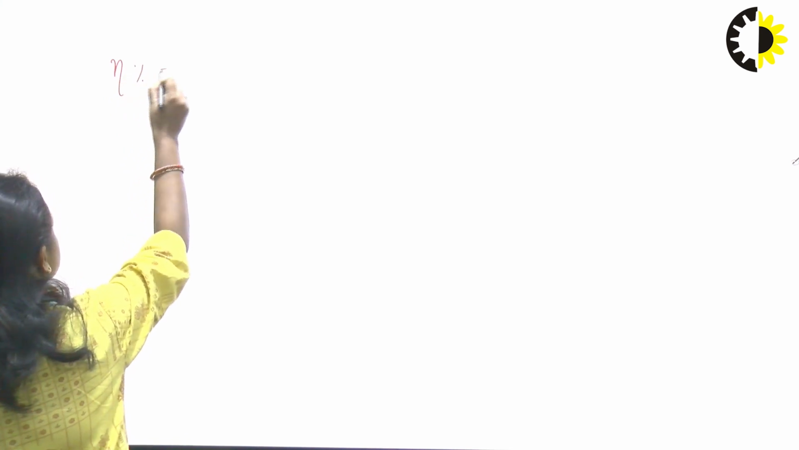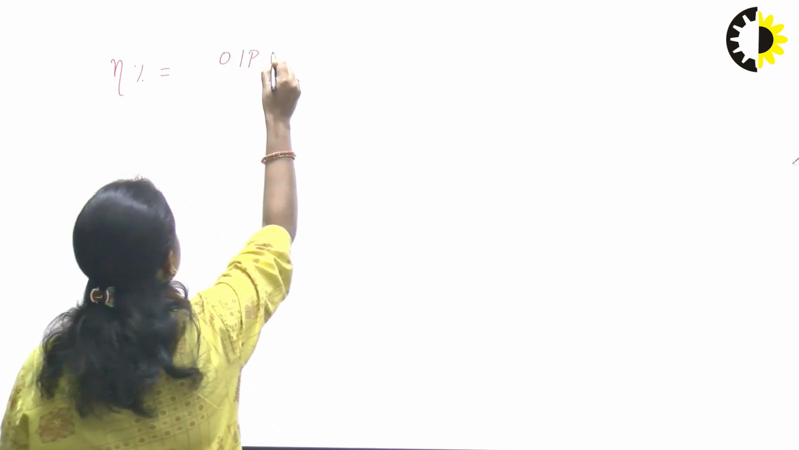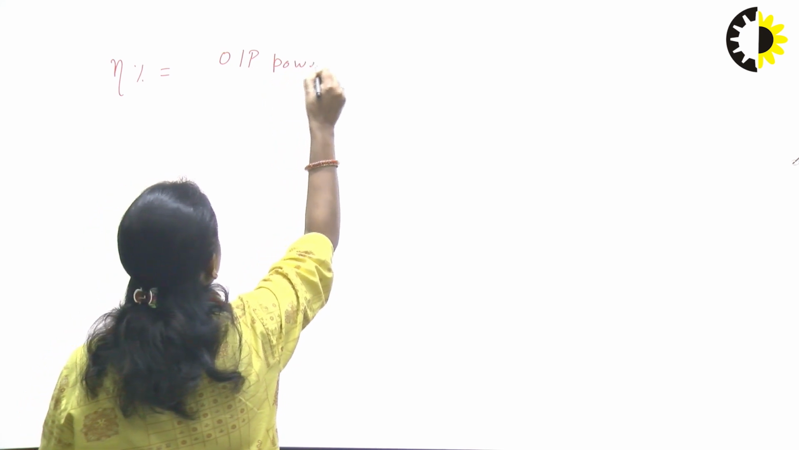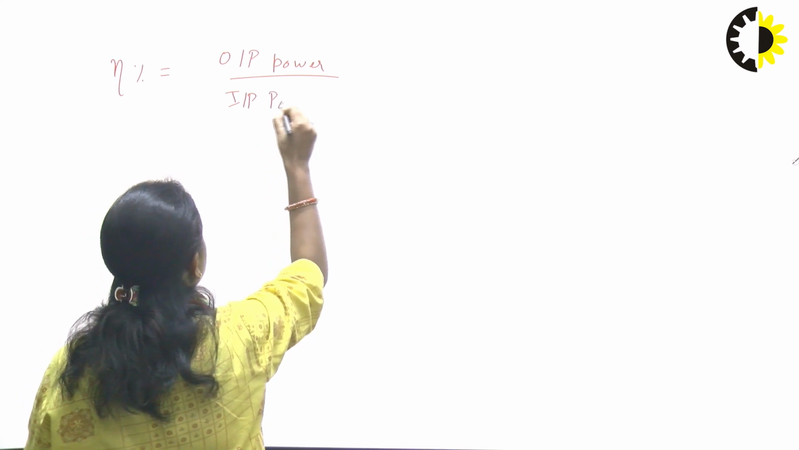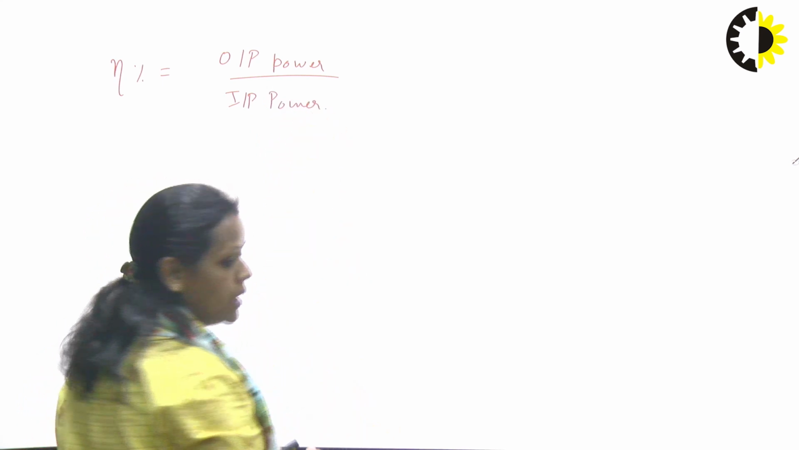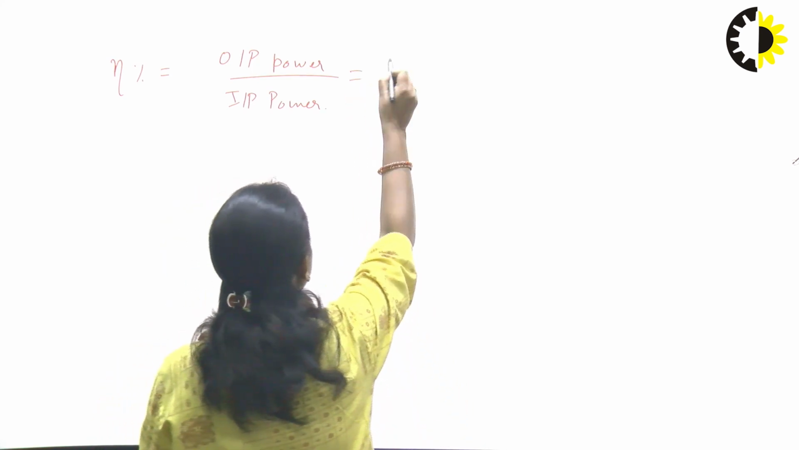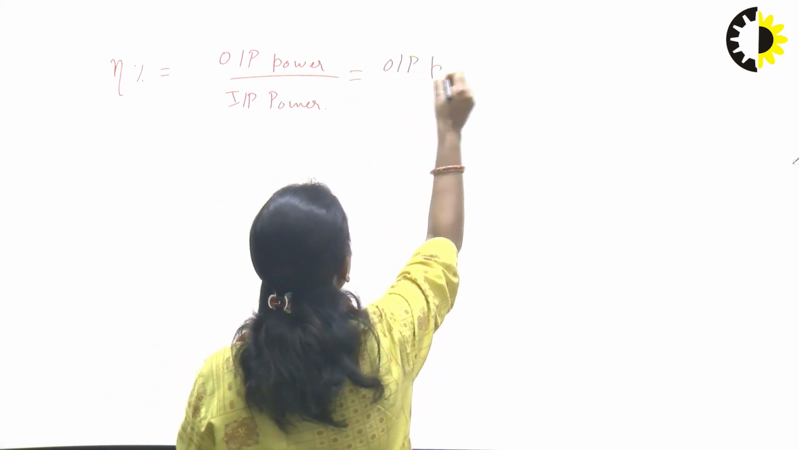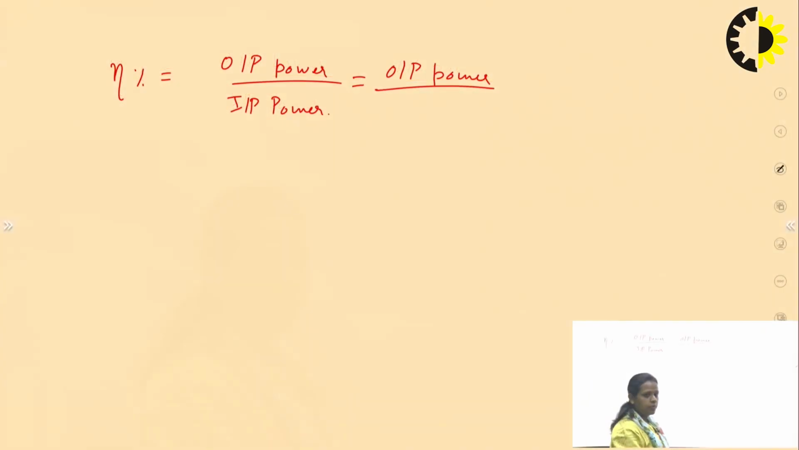So percentage efficiency of transformer, how do we find efficiency? We find efficiency as output power by input power, right? Output power divided by input power. Input power we can break as output plus losses.